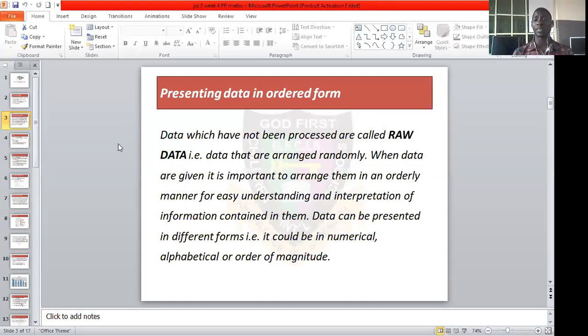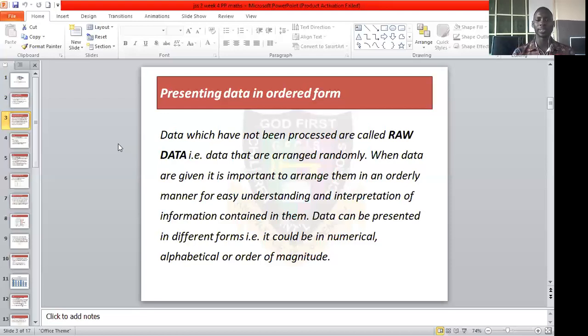They call that kind of data raw data. On raw data, it is hard to pick information, so it is hard to interpret. But when you arrange data in an orderly manner, understanding and interpretation of the information is easier.